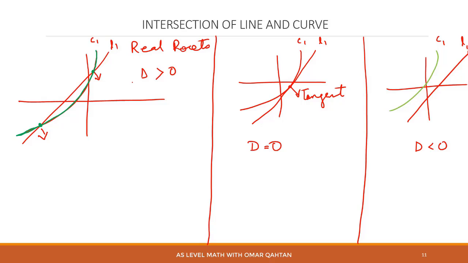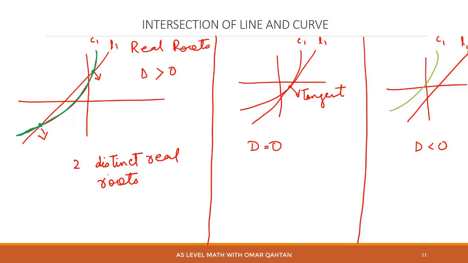So we know the condition for an equation to give real roots: its discriminant should be greater than 0. So we should write here that it will provide us two distinct real roots.